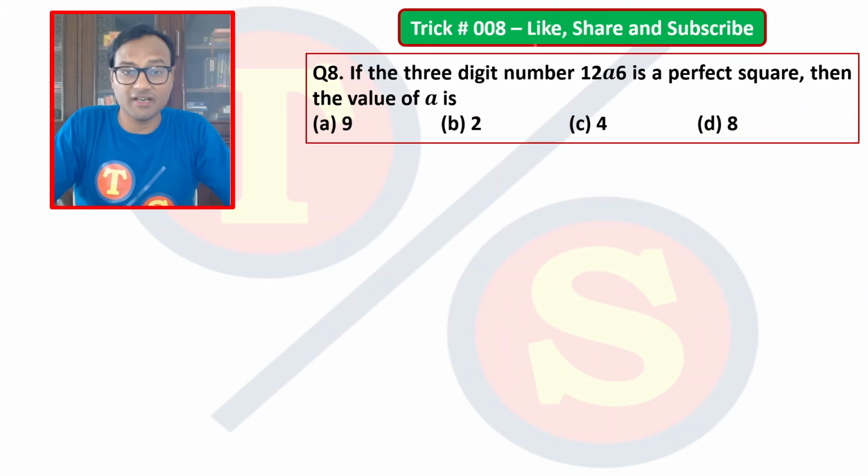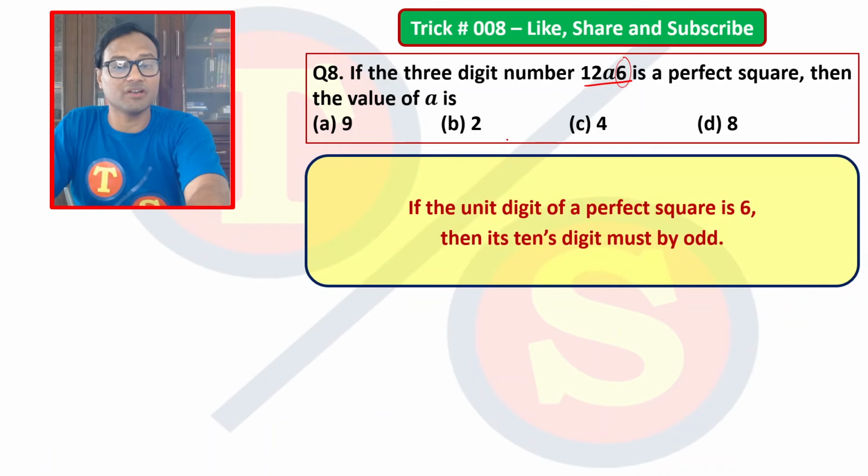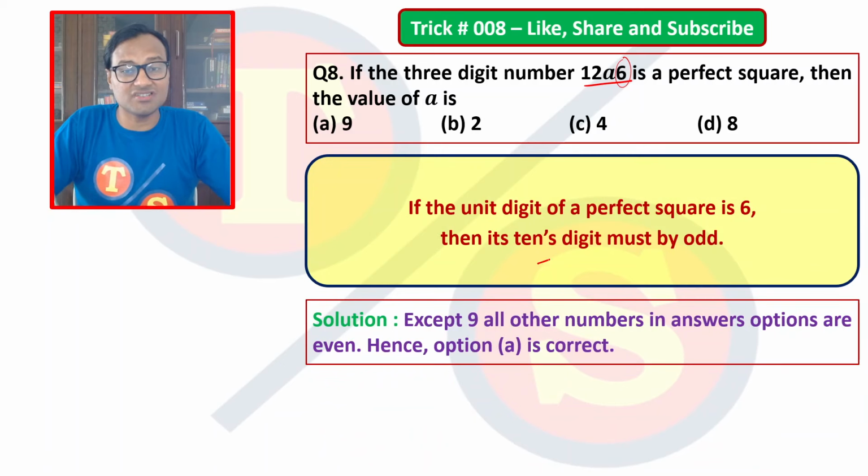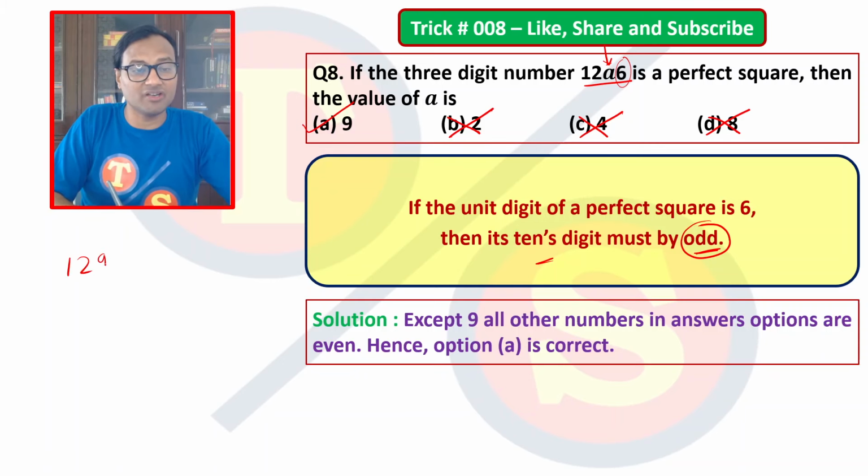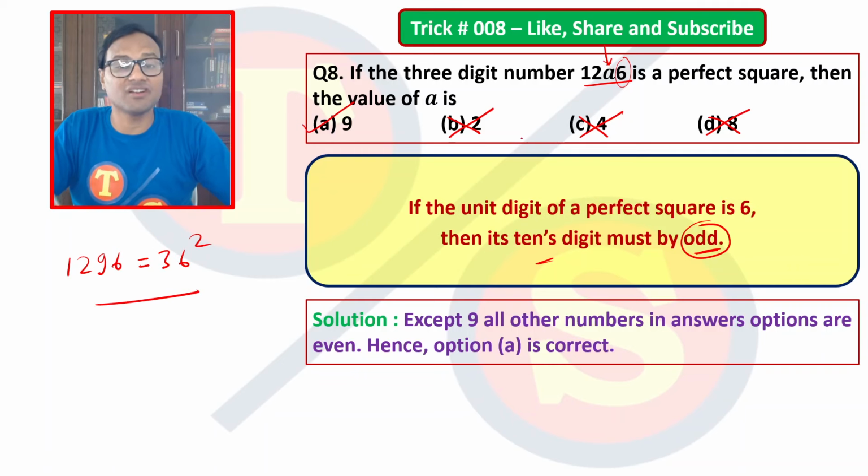After that, question number 8, if the 3-digit number... okay, so now we are getting to know the rule of 6. If the last digit of a perfect square number is 6, then its tens digit must be odd, right? Always remember, its tens digit must be odd. So this A must be an odd number. So definitely it cannot be 2, it cannot be 4, it cannot be 8. The only possible case is 9. And now you can easily calculate that 1296 is nothing but 36 square, which is definitely a perfect square. So answer option A is the correct answer.